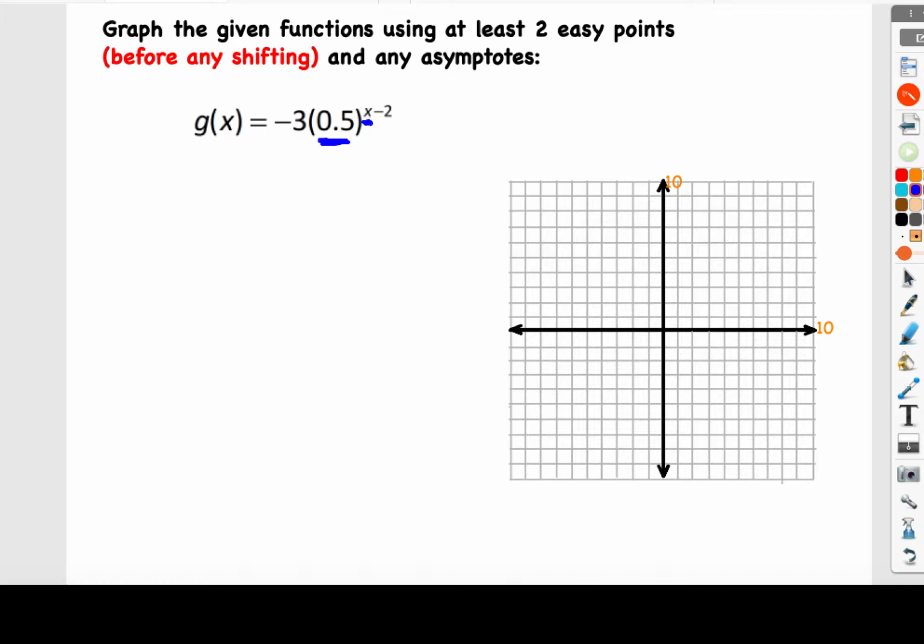We've got a negative in there. We've got some adding or subtracting. But the basic idea is that we have a 0.5 raised to the x. And that's really how we want to approach transformations of functions. Again, we're going to graph this function using two easy points. But to find those easy points, I also want to find an easier equation to look at.